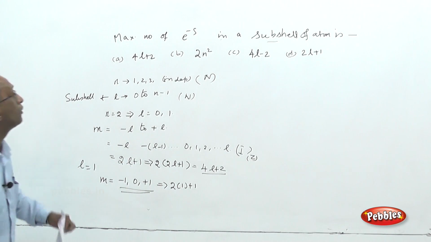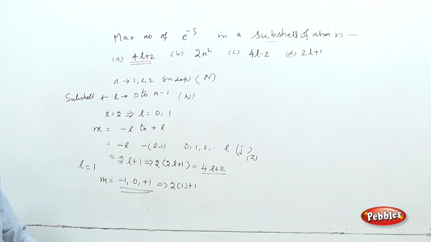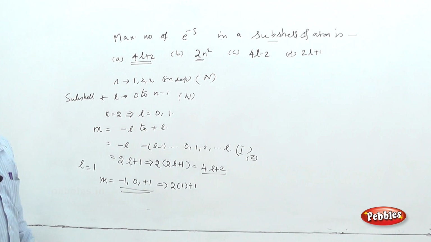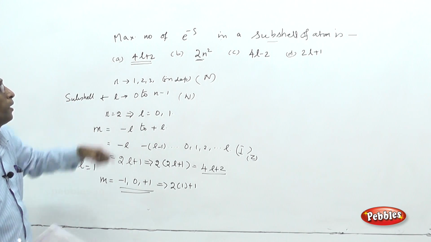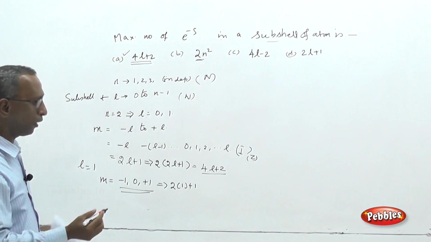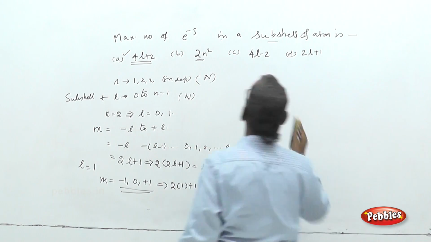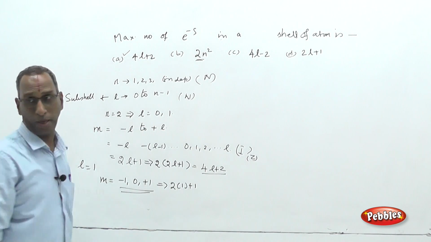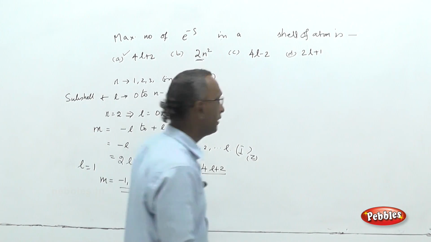So the total number of electrons in a subshell is 4l plus 2. The total number of electrons in a shell is 2n squared. So for this question, choice A is correct. If the question is asked about the total number of electrons in a shell, in that case it will be 2n squared. That is to be noted. So for the current sum, the choice is A.